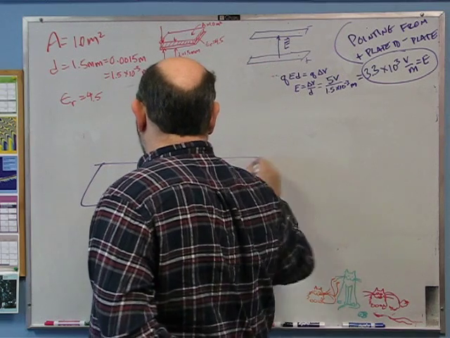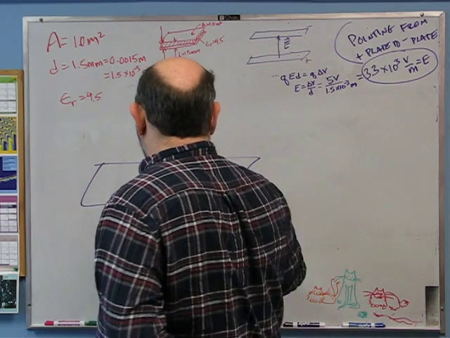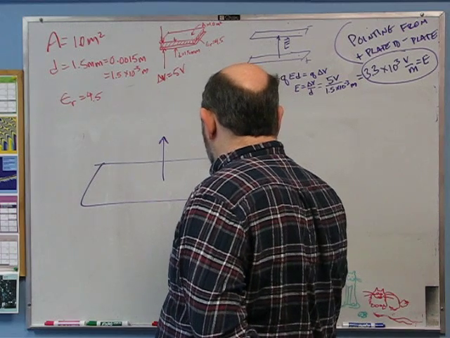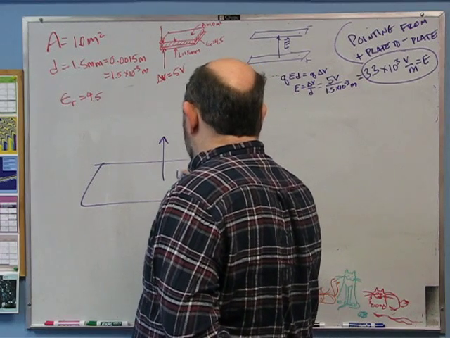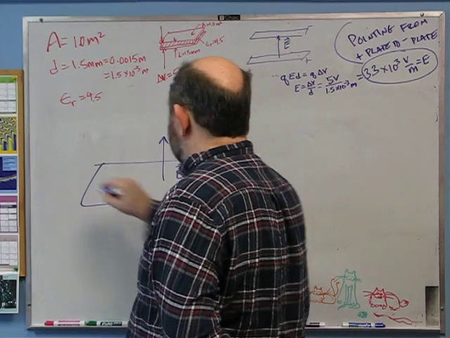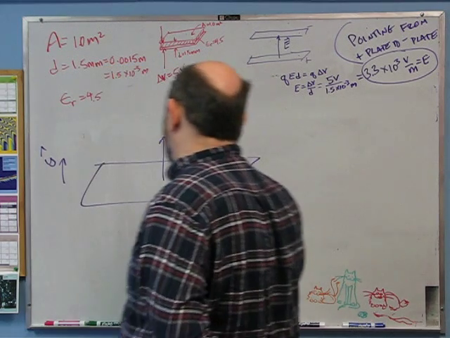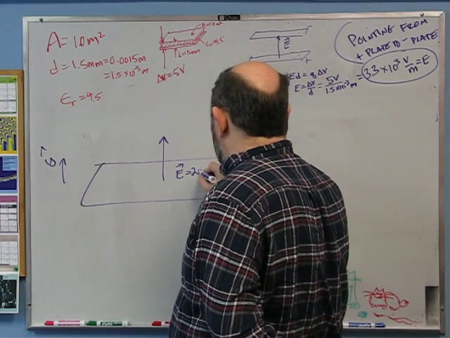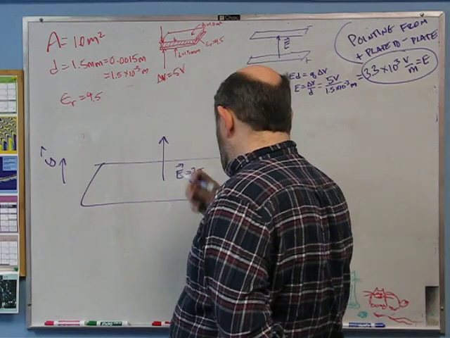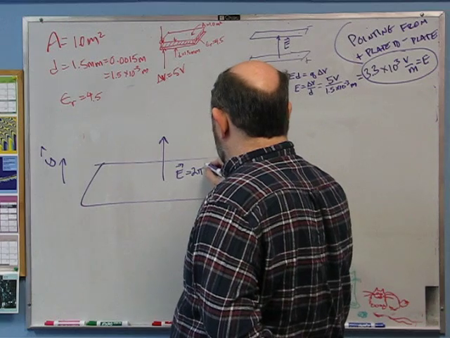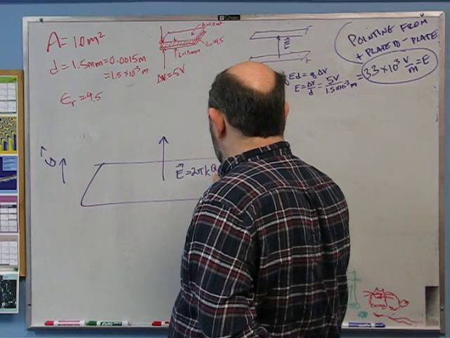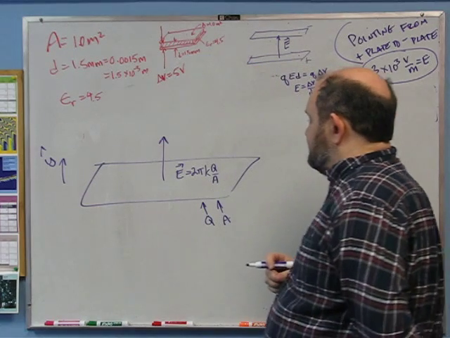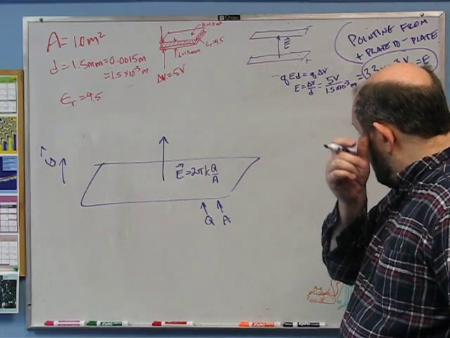So for that, I'm going to consider that we have two plates. So I'll start with one plate. This plate has charge Q and it has area A. So I'm going to have the electric field from this plate. Let's go ahead and define an axis now, so it is 2 pi k Q over A. That's the electric field.